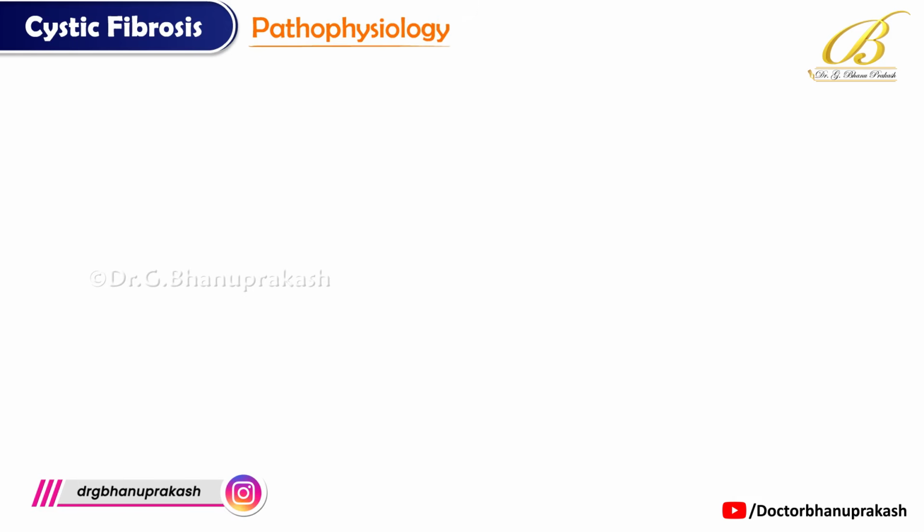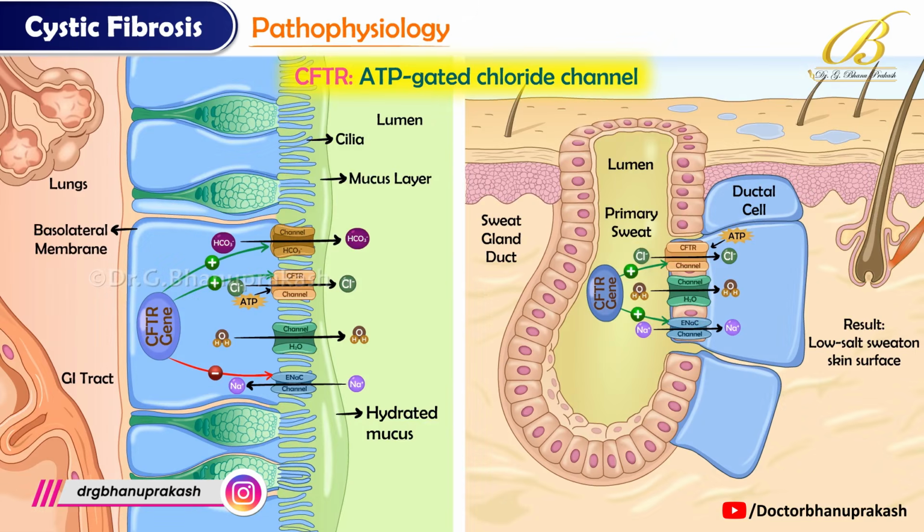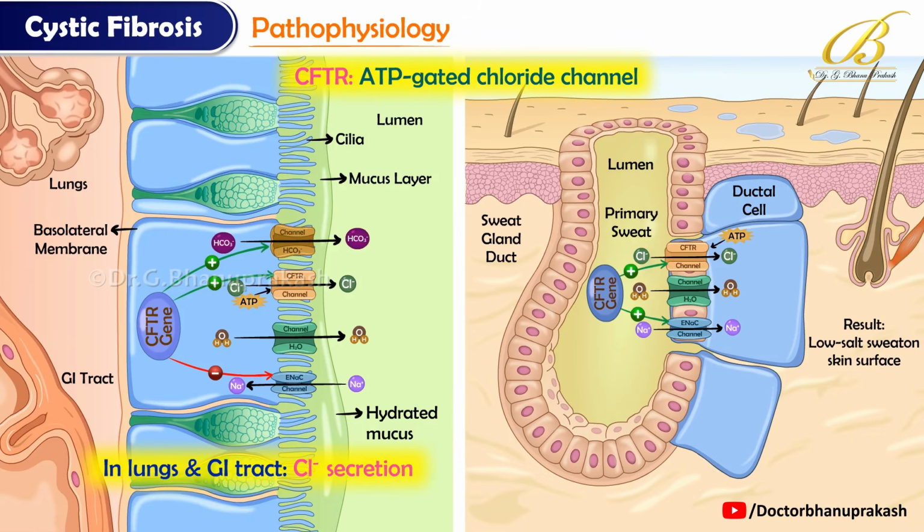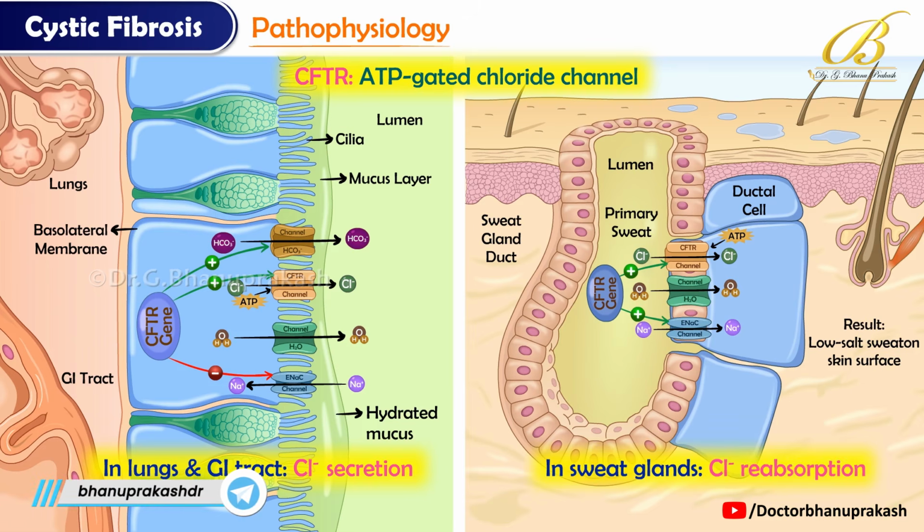Now, the pathophysiology. CFTR is an ATP-gated chloride channel. In the lungs and GI tract, CFTR normally promotes chloride secretion, and in sweat glands, CFTR normally promotes chloride reabsorption.